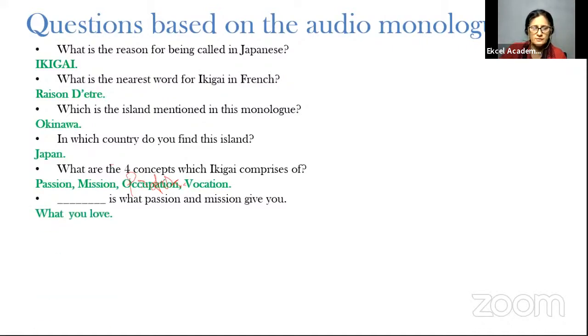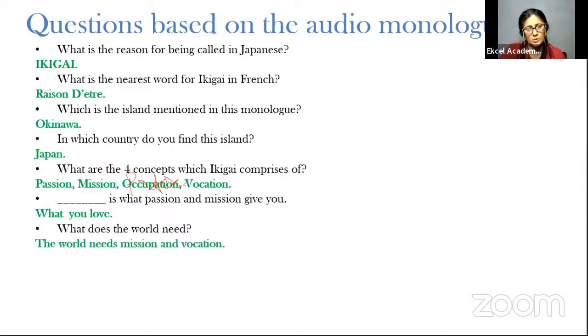Yeah, what you love, probably at this point of time. What is your passion? Company secretary. What is your mission? To become a company secretary. And what is that you love? What does the world need? Yes, that was read out. The world needs mission and vocation. They need you as a company secretary, and that's your mission, so it matches.